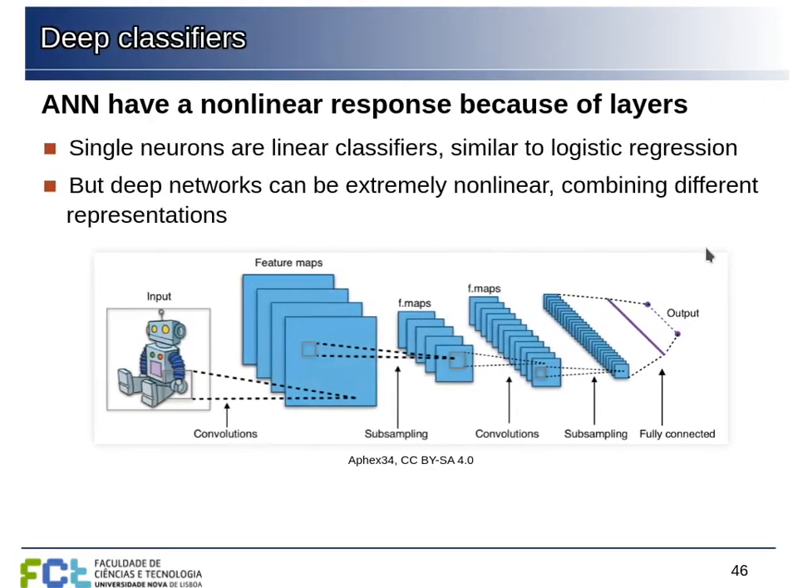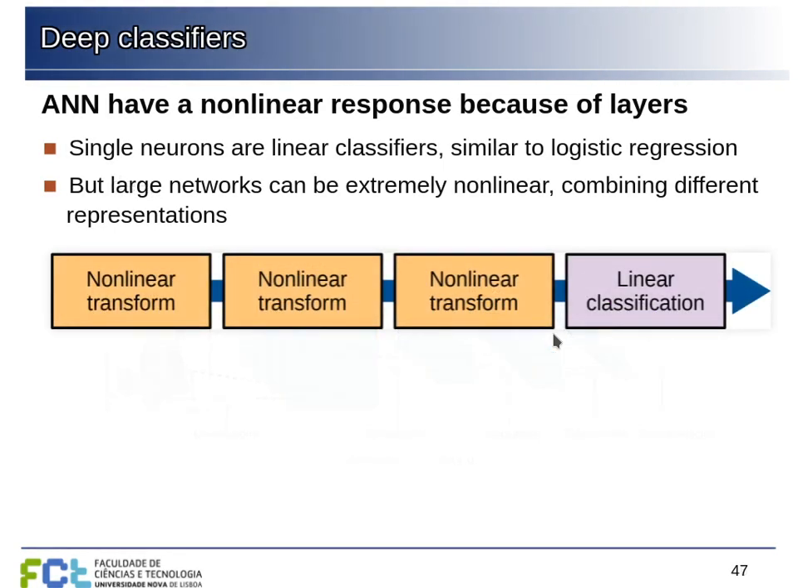Okay, so this brings us to deep learning and deep classifiers. Basically, a deep neural network is an artificial neural network that has many layers. There is no specific definition here, but once we stack a lot of layers, we have these deep neural networks. And they can be extremely powerful and nonlinear because they can combine many consecutive nonlinear transformations, and learn all of those transformations during training. So we can create different representations.